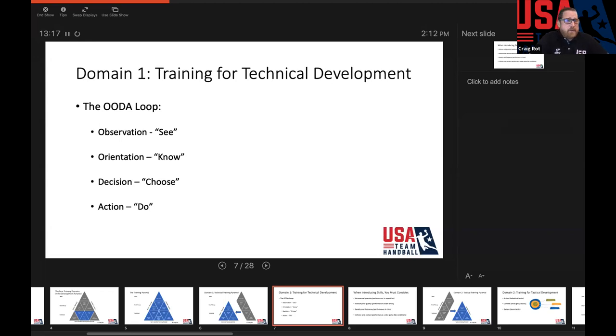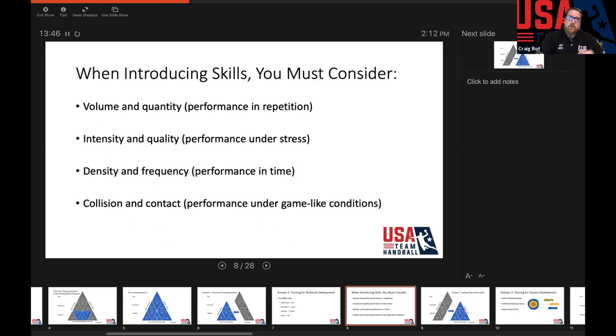The technical training pyramid focuses on that last one, on the do. It does not touch choose, or pretty much doesn't, and doesn't touch know or see. Okay, it's not worried about that. It's worried about replication, and that's important to understand. If you evaluated a player and there's a problem with the technical, you focus on the do. If there's a problem with problem solving, that's for a tactical game or a tactical drill, not a technical drill. But for technical development, this is important to remember.